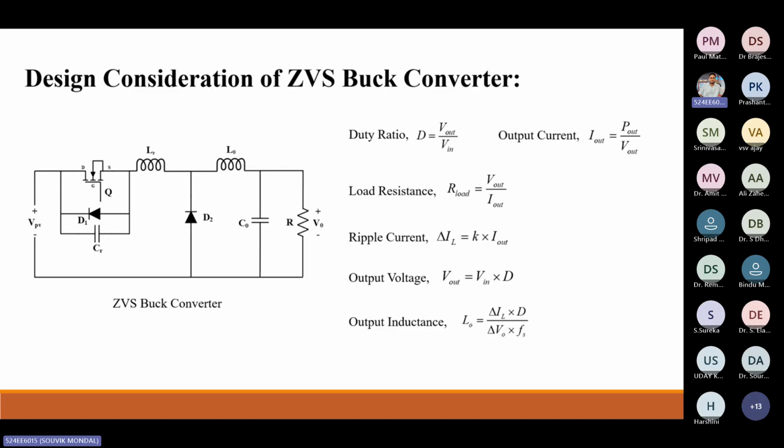With these formulas we can calculate the design of our ZVS buck converter. Output current I out is equal to power output divided by output voltage. Load resistance R load is equal to output voltage divided by current. Ripple current delta IL is equal to K times the output current, where K is nearly 20 to 40% in our case. Output voltage we also know is Vin into D, and the inductance as well.